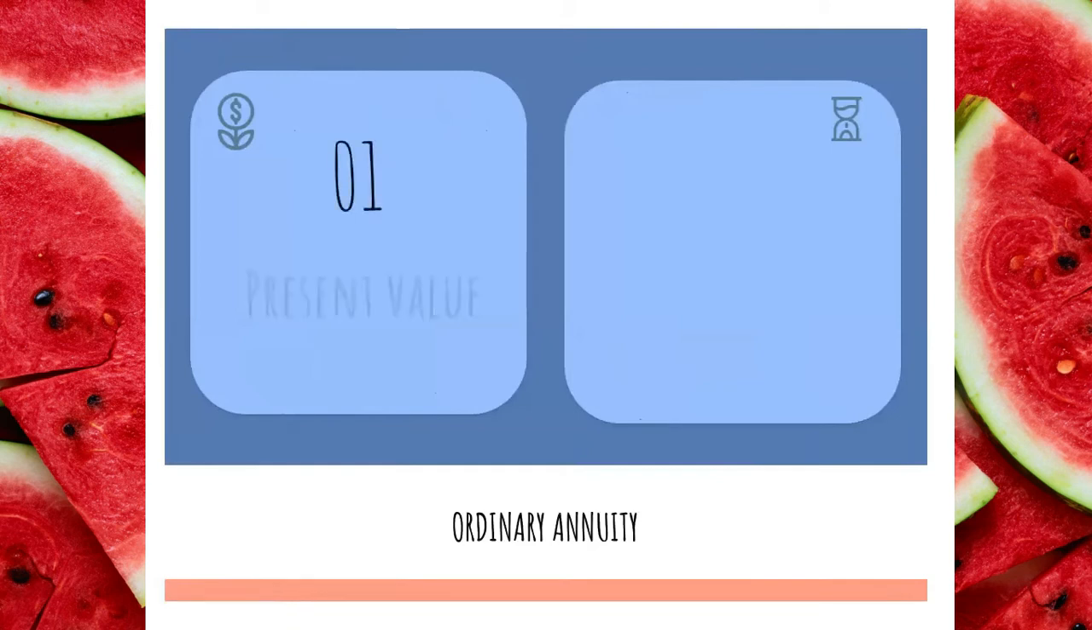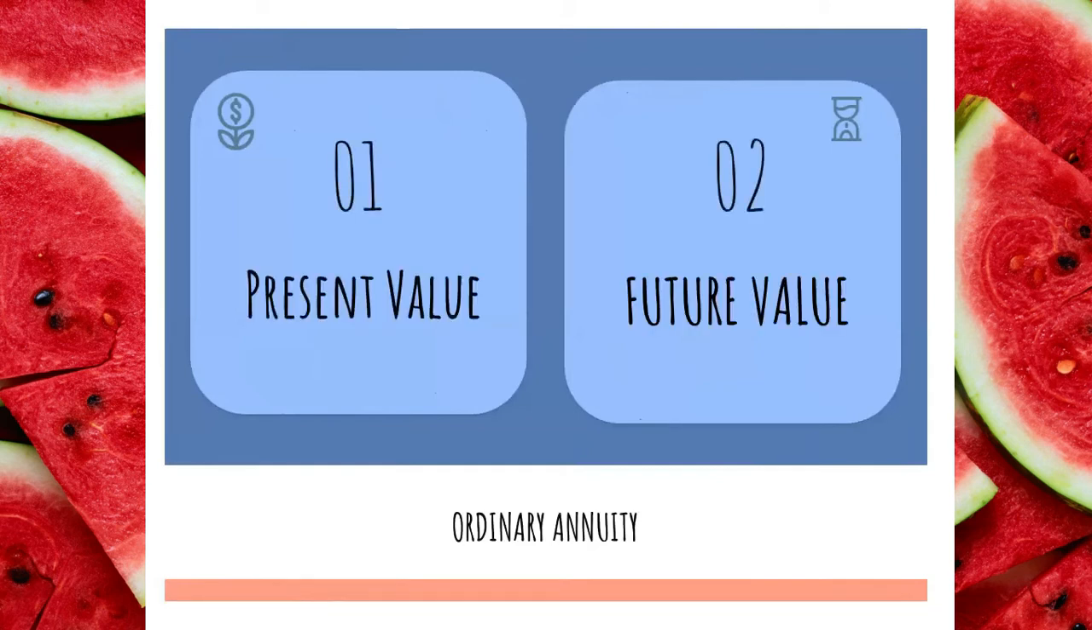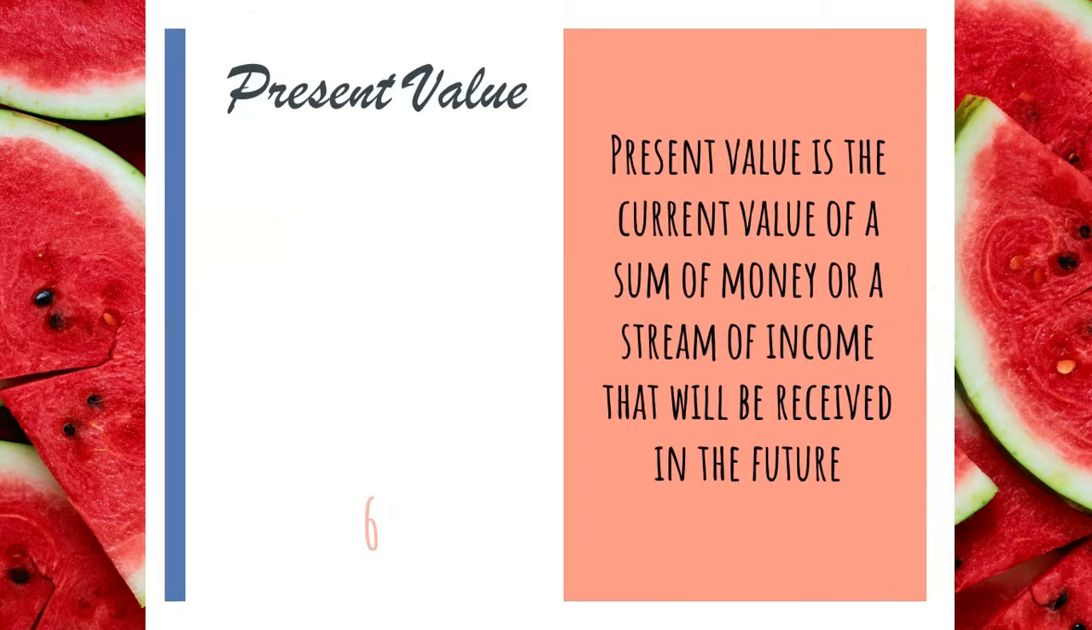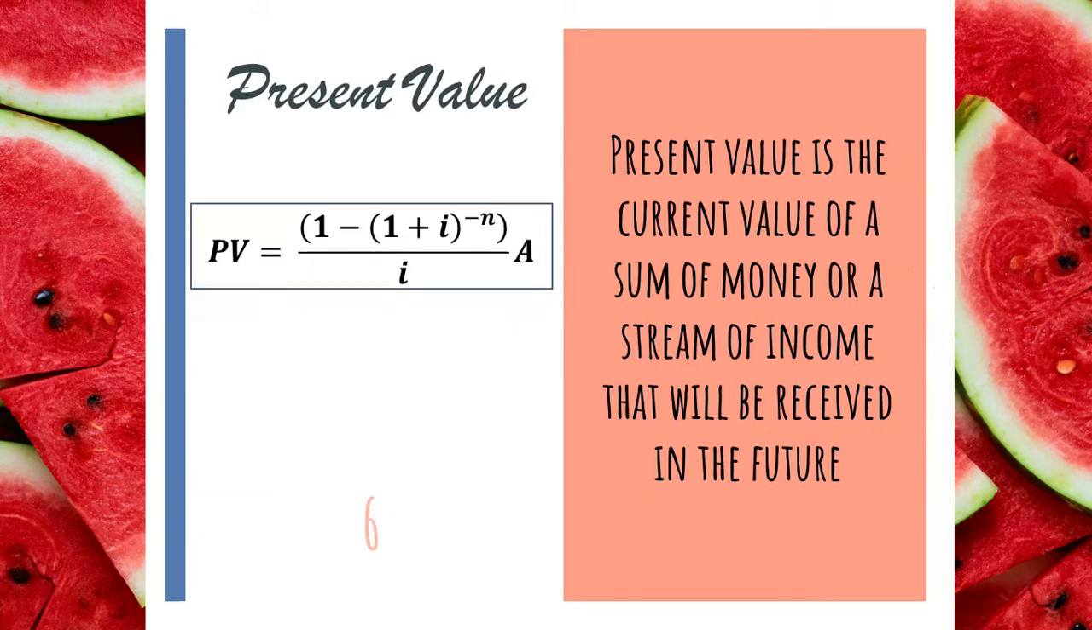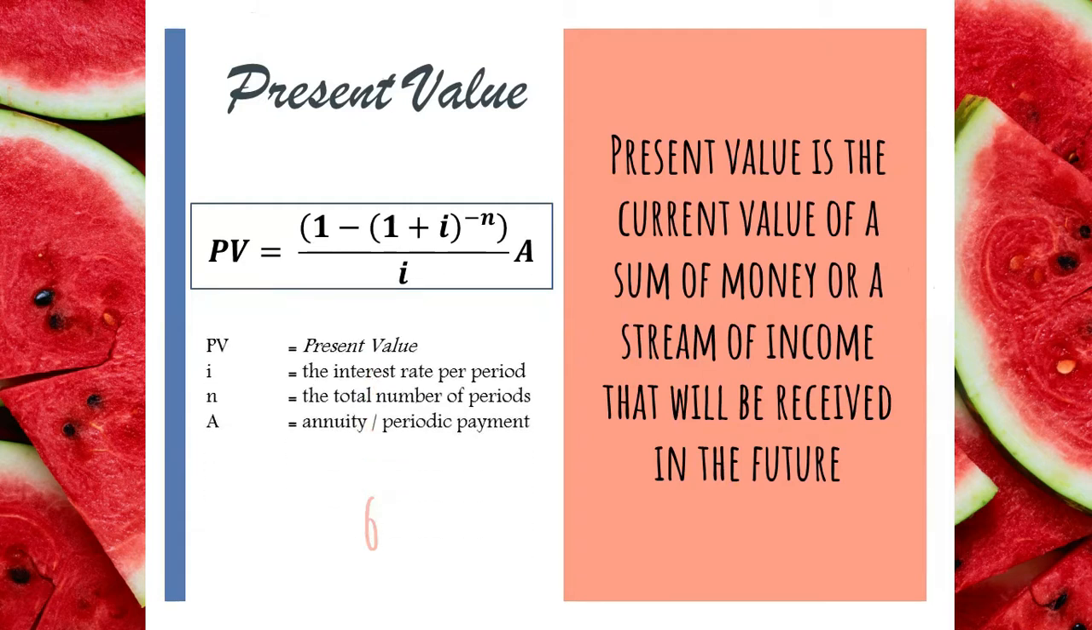We have the first is present value and second is future value. Let's see the present value. Present value is the current value of a sum of money or a stream of income that will be received in the future. The formula is PV = A times (1 minus (1 plus i) to the power of minus n) divided by i. PV is for present value, i is interest rate per period, n is the total number of periods, and A for annuity or periodic payment.